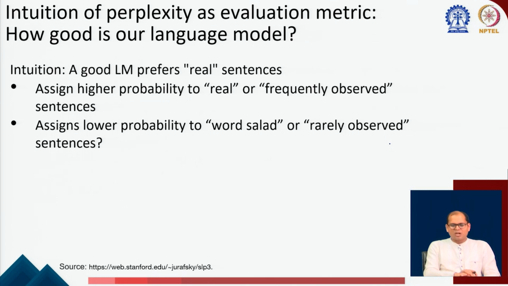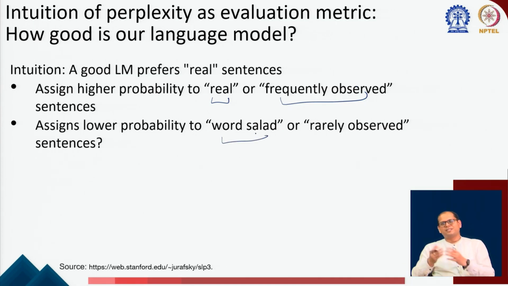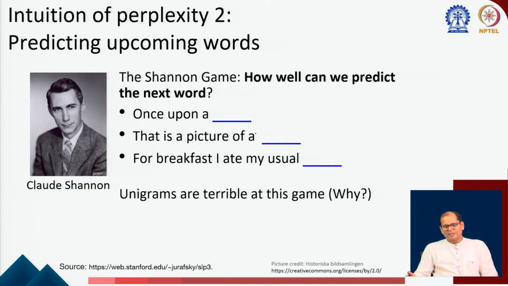Okay. So now what is perplexity? You have understood we have training data and test data. Typically a good language model will be one that prefers the real sentences, right? So you should assign higher probability to a real sentence or frequently observed sentences, but low probability to some word salad. I mean, just mixing random words, right? The intuition of perplexity comes from, say, Shannon's game.